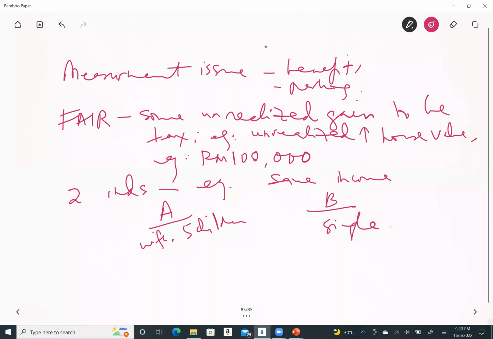Or you are talking about another person, C. So you have this kind of thing. And then there are also issues about externalities in consumption. Let's say you consume something positive. You spend your income on something that generates positive externality.